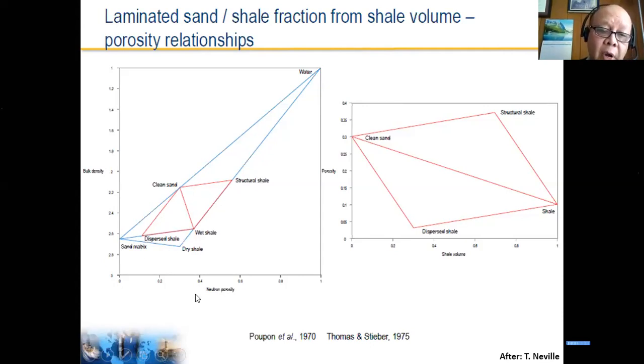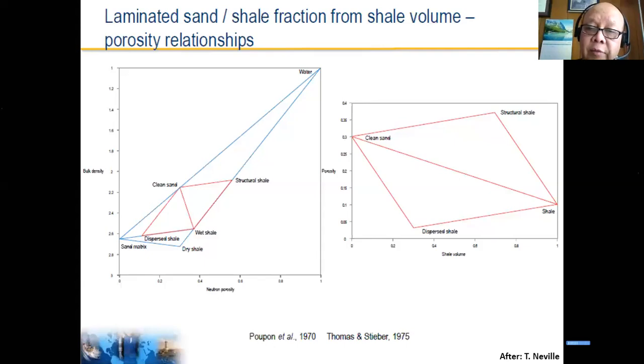So by plotting our density and neutron points in this area, we can identify what portion is contributed by the structural shale, what portion is contributed by dispersed shale, and so forth. Here is another diagram, which is probably known as the Thomas-Stieber plot, where we have shale volume versus porosity, and then we have structural shales here, the 100% shale here, the dispersed shale point here, and the clean sand point here. By plotting our logging density neutron points, depending on where they plot, we can determine whether they are dispersed clays or structural shales.